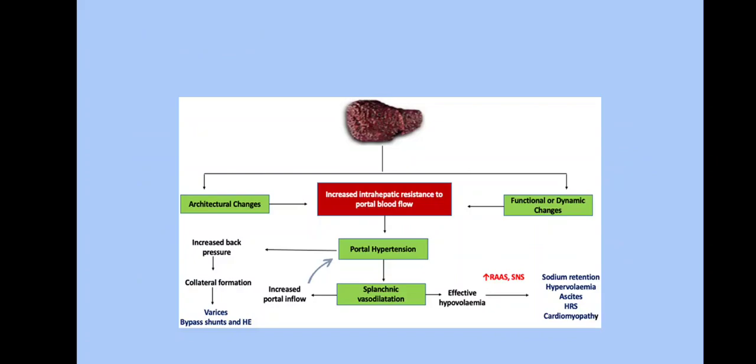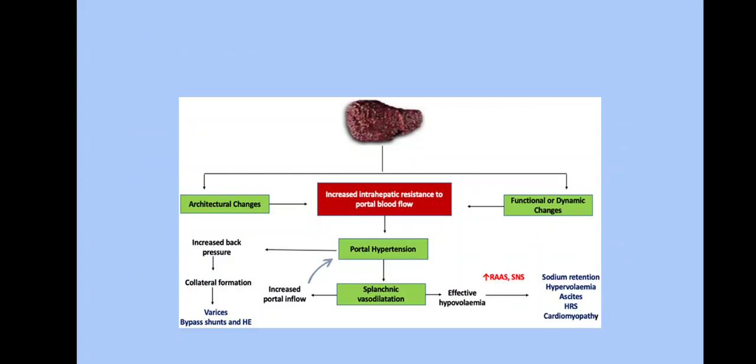So what this leads to is increased intrahepatic resistance to portal blood flow. This will lead to portal hypertension, as you can see on the diagram. When there is portal hypertension, this leads to increased back pressure and it will lead to collateral blood flow formation. So that's why you notice varices, bypass shunts, and hepatic encephalopathy.